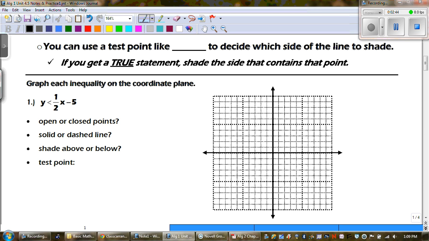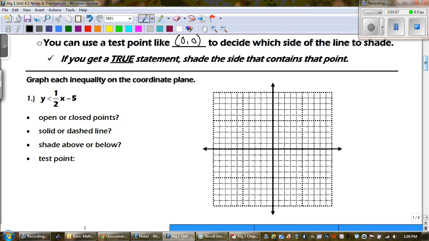And you can always use a test point. And the test point we're going to be using all the time is 0, 0. And that's going to decide which side of the line to shade on, either the right or the left. If you get a true statement, shade the side that contains that point. Okay? You might be like, whoop. Don't worry about it. We'll go over it. Okay? Now, number one, let's get started with the graphing.